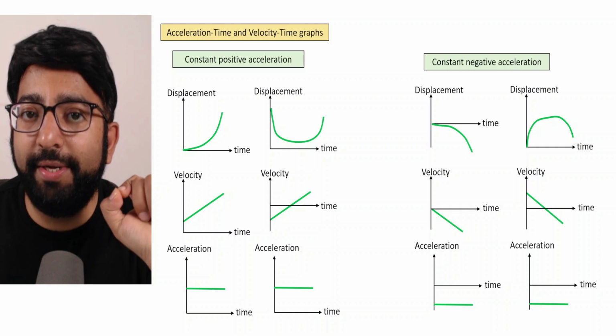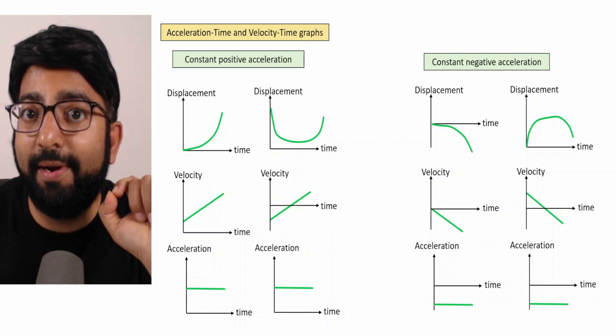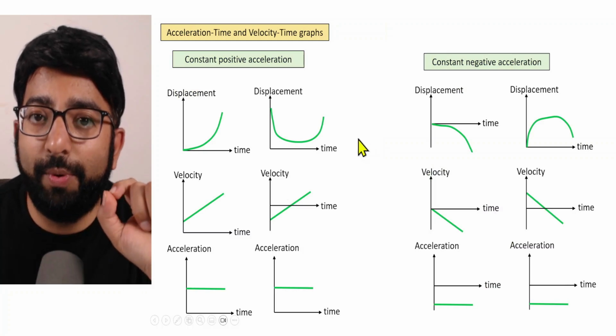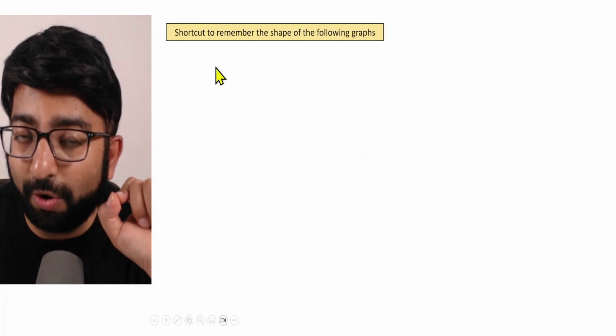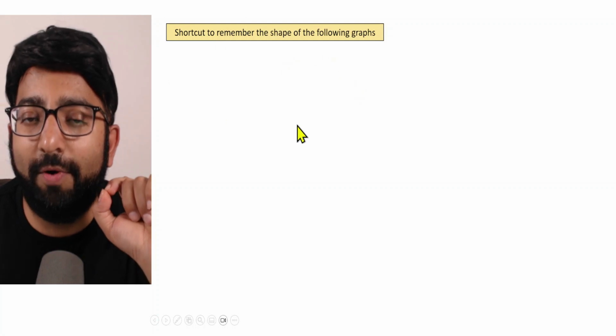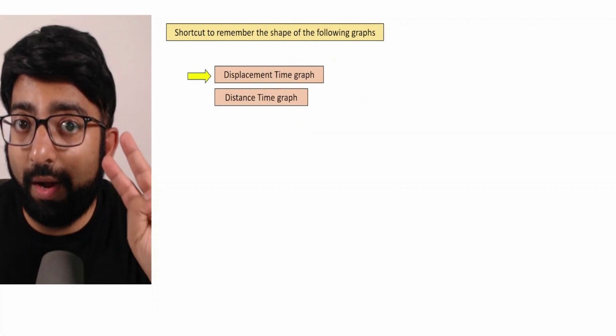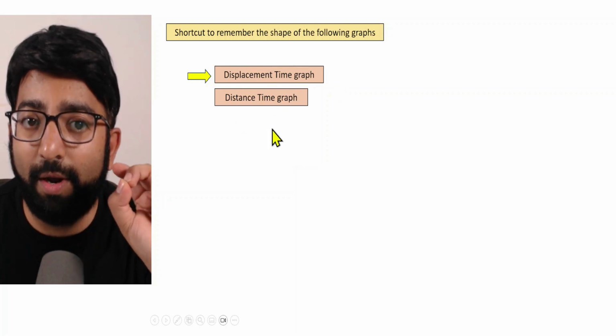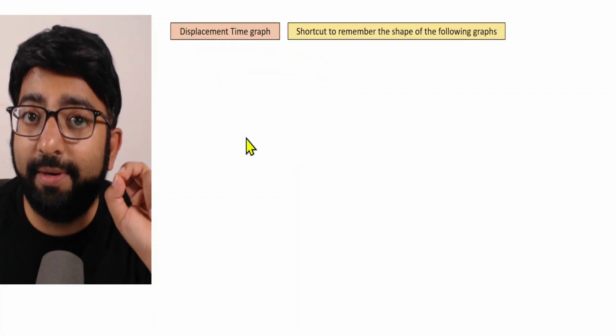Now, in the exam situation, it is a little tricky and difficult to memorize the different kinds of shapes. And that is why, for an exam situation, now we will understand what is the shortcut to remember the shape of the following graphs. And two types of graphs we'll be drawing. First is the displacement time graph and then the distance time graph, starting with the displacement time graph.